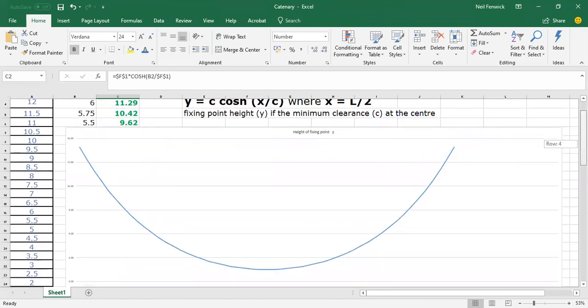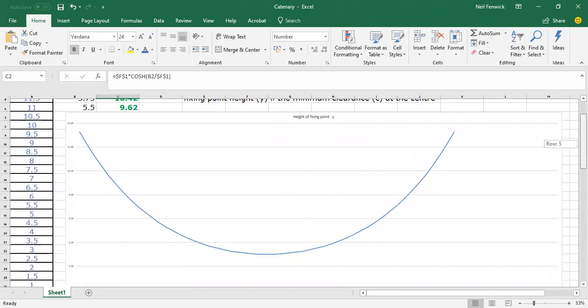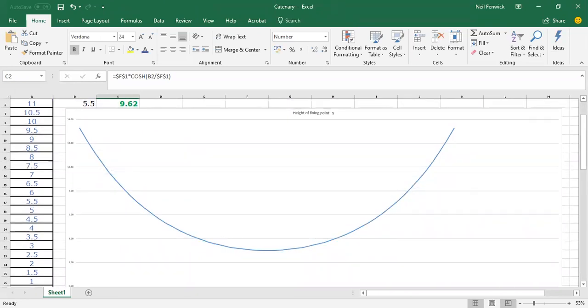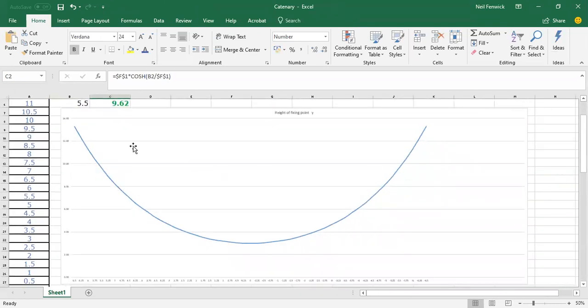And if we look at our Excel plot here, what we can see is the distance between these fixing points is 30 meters, and the required height is 13.27, so they're almost identical.